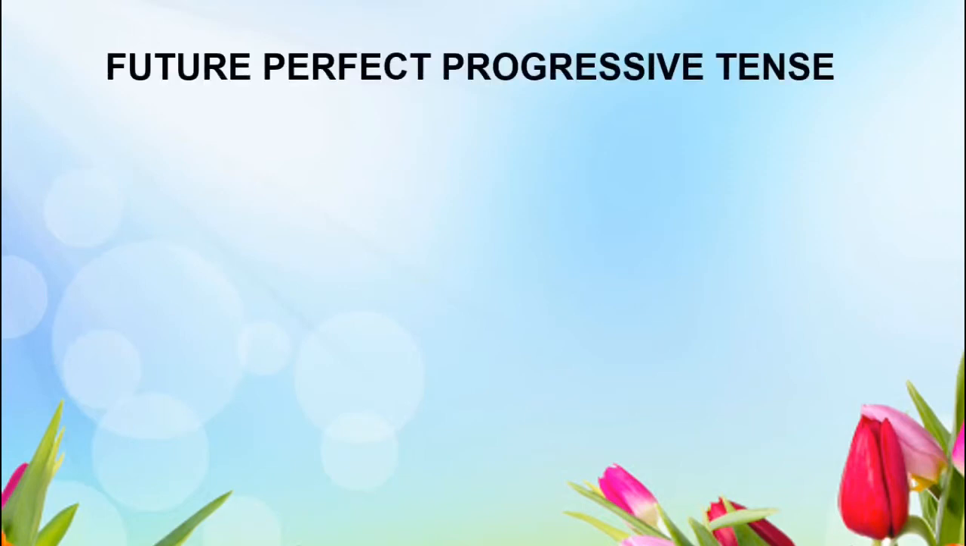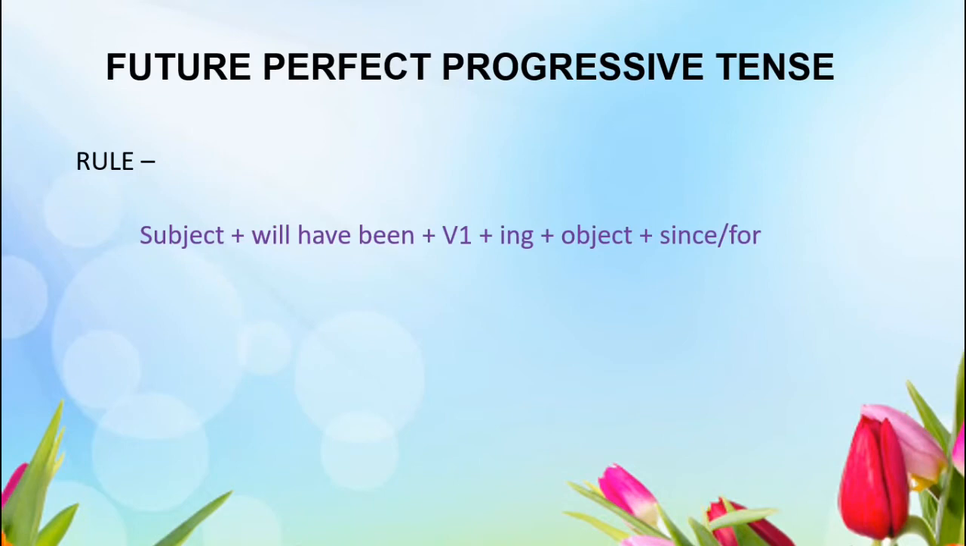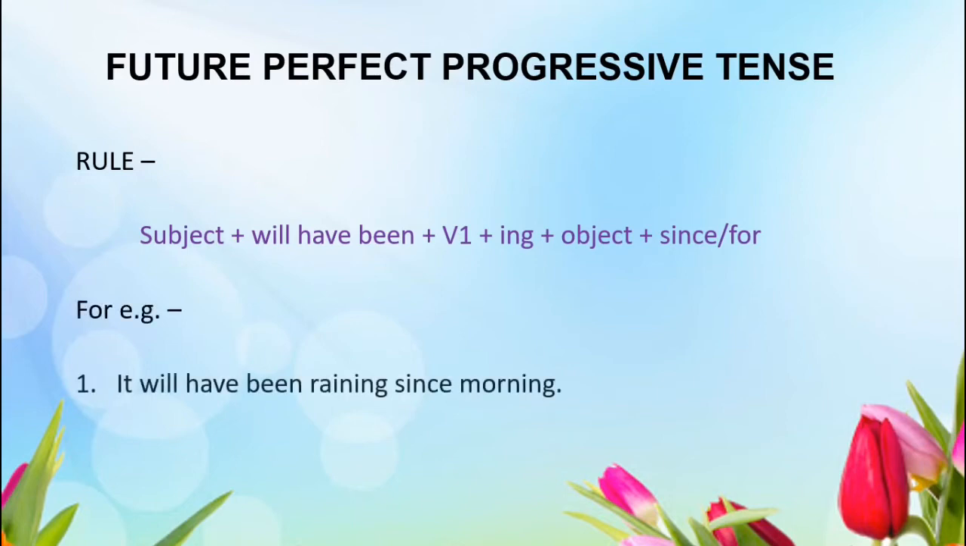Future perfect progressive tense. The rule of writing a sentence in the future perfect progressive tense is subject plus will have been plus first form of the verb plus ing plus object plus since or for. Repeat with me. Subject plus will have been plus first form of the verb plus ing plus object plus since or for. Let's see a few examples.